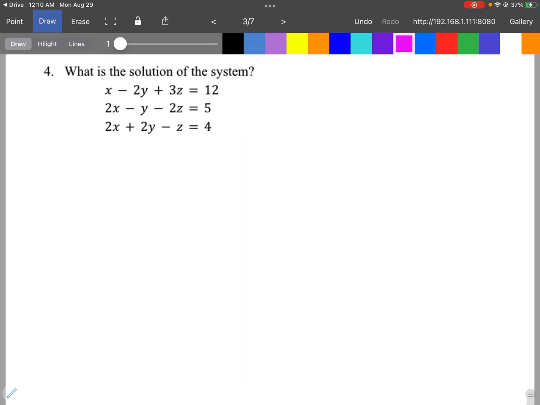All right, so in number 4, again, we want to find which variable we would have to do the least amount of work to get it to cancel.